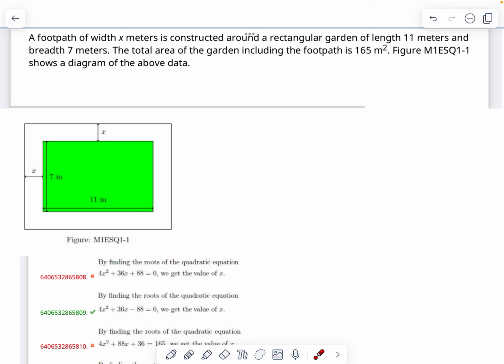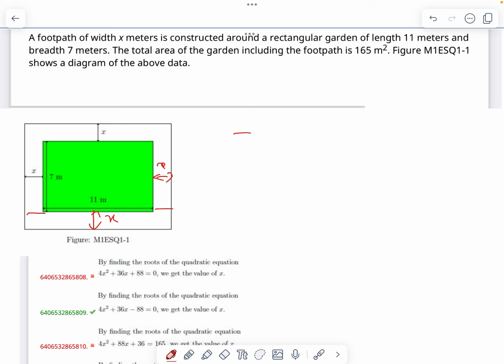Now we should find the quadratic equation for this. If you look at this very carefully, it is basic logic only, so just listen very carefully. Here they have given x, that is this part is x, this part is also x, and similarly this part is also x. Understood? Now what is the total length? Already they have given us 11 meter, but here you should add this part also.